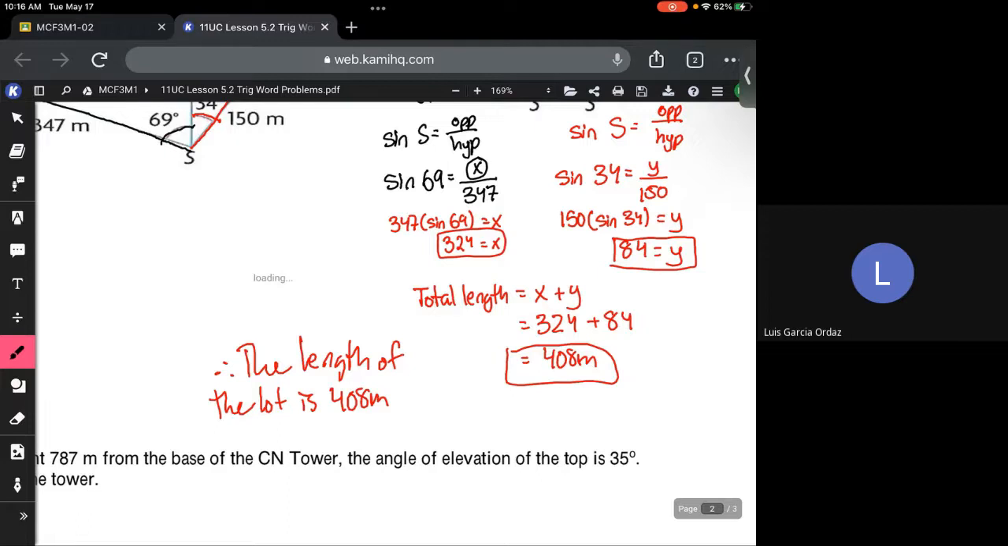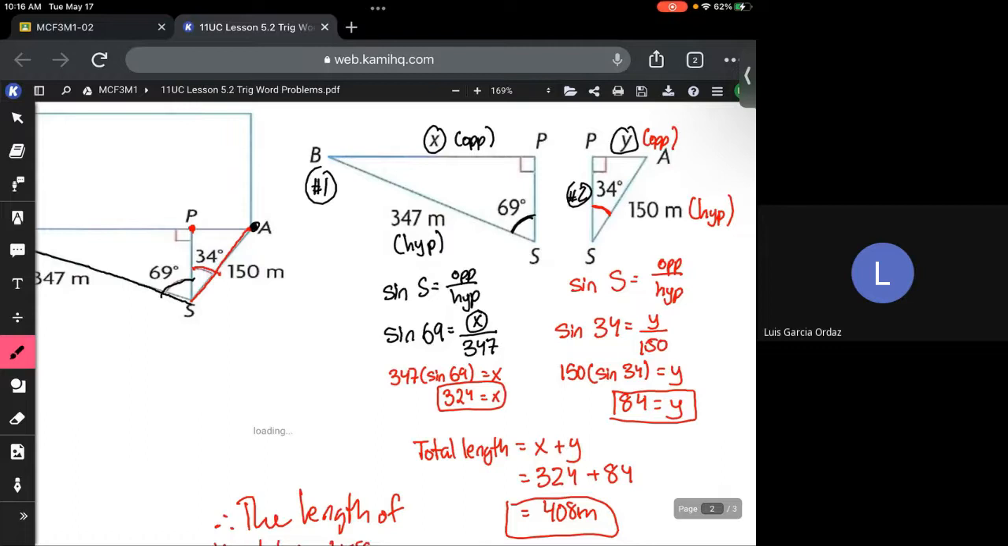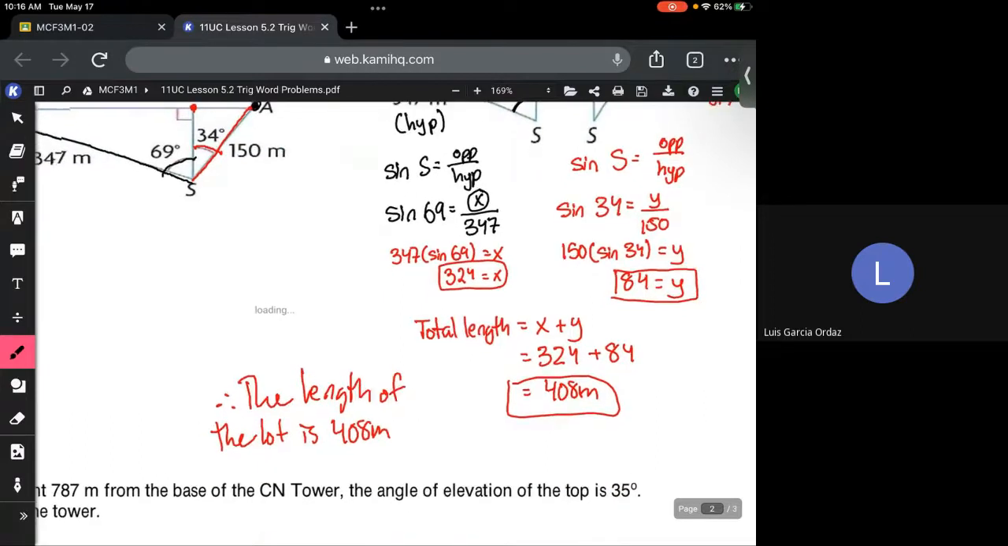Yes, Rita? What do you mean? For the second triangle, we looked at S, and then we compared the opposite. So that's what we did for the first one as well. Yep. That's my favorite one.